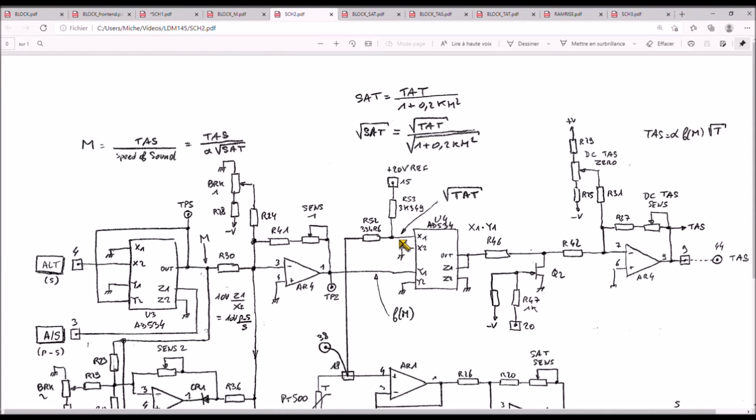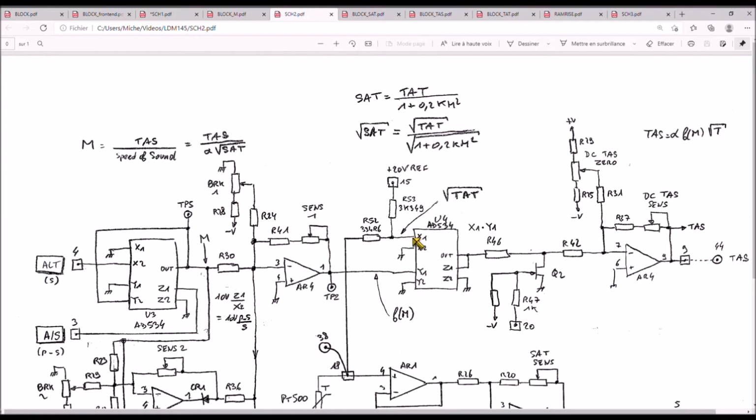According to the adiabatic formula, we can calculate the static air temperature according to the total air temperature. So we have this formula here, static air temperature equals total air temperature divided by 1 plus 0.2 K multiplied by Mach number squared. K is the recovery factor. So we can calculate the square root of the static air temperature. It is the square root of the total air temperature divided by this factor.